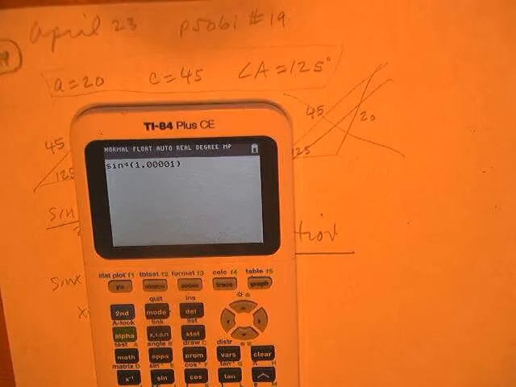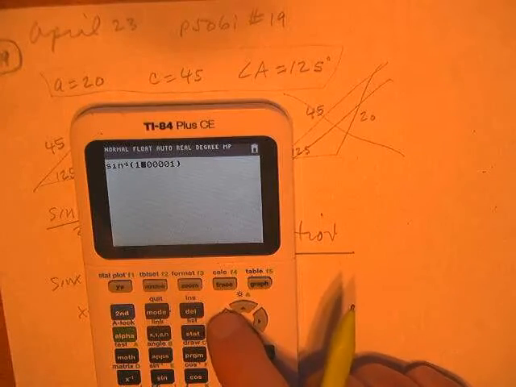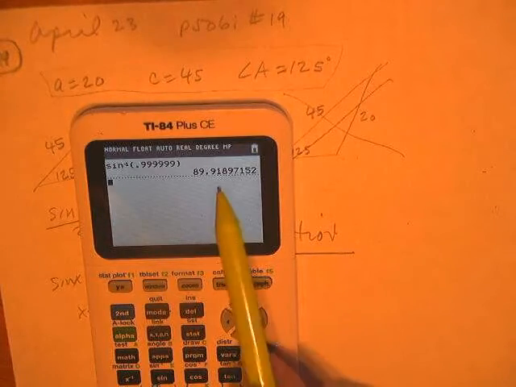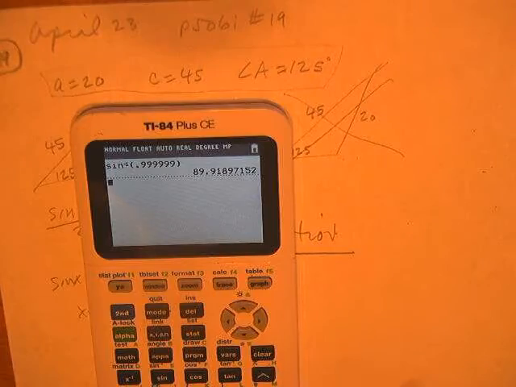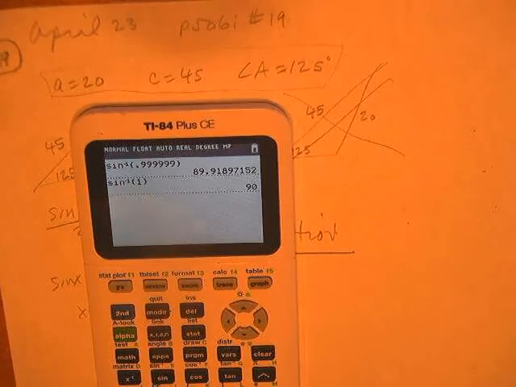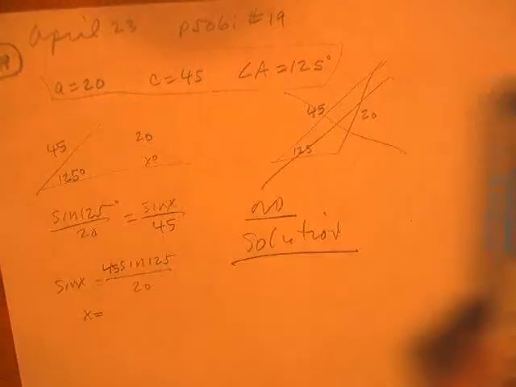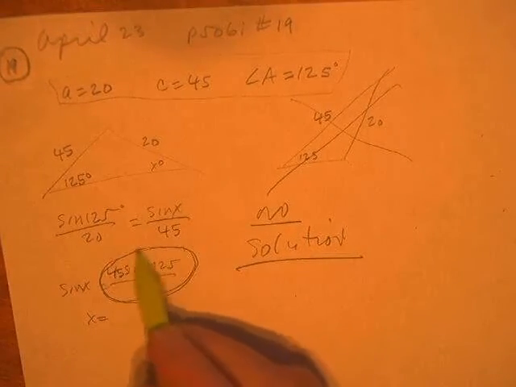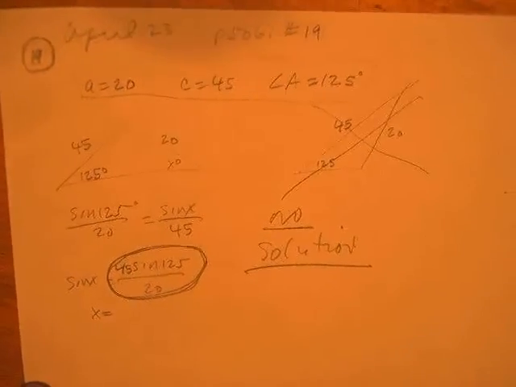Go to 0.9999999, it's going to exist. Almost 90 degrees. The second sine of 1 is exactly 90 degrees. So you just watch this, because whenever this is bigger than 1, you're going to get no solution.